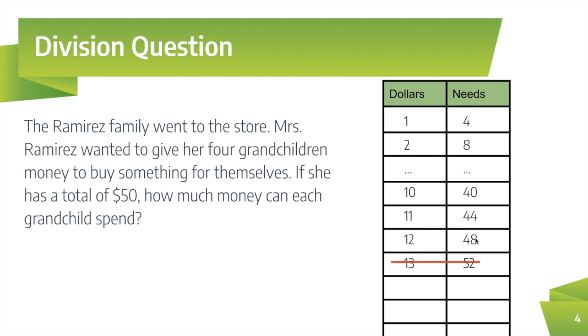Now you might be thinking, but 48's not 50. You're right. She has $50, which is $2 more than the 48 she's going to give away to her grandchildren, which means she still has $2 left over.